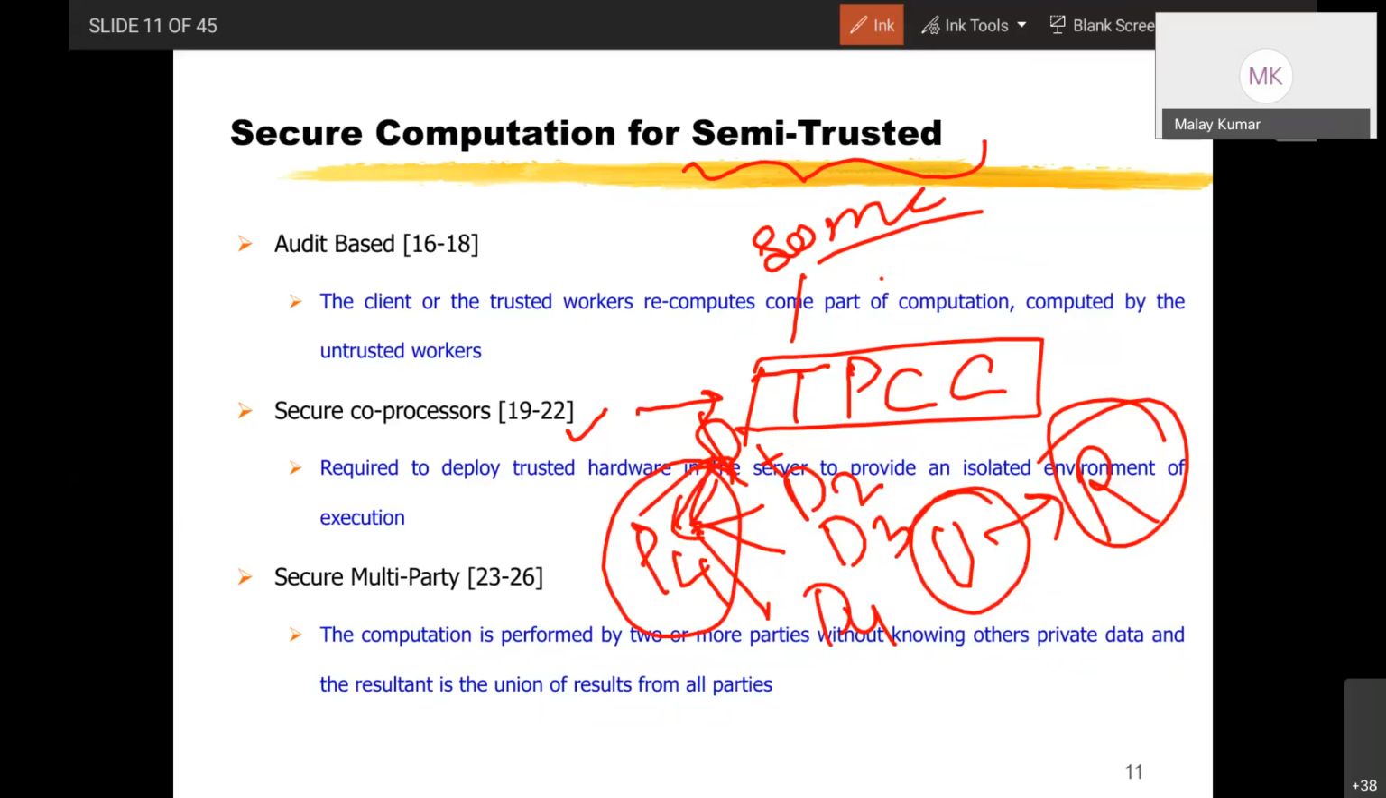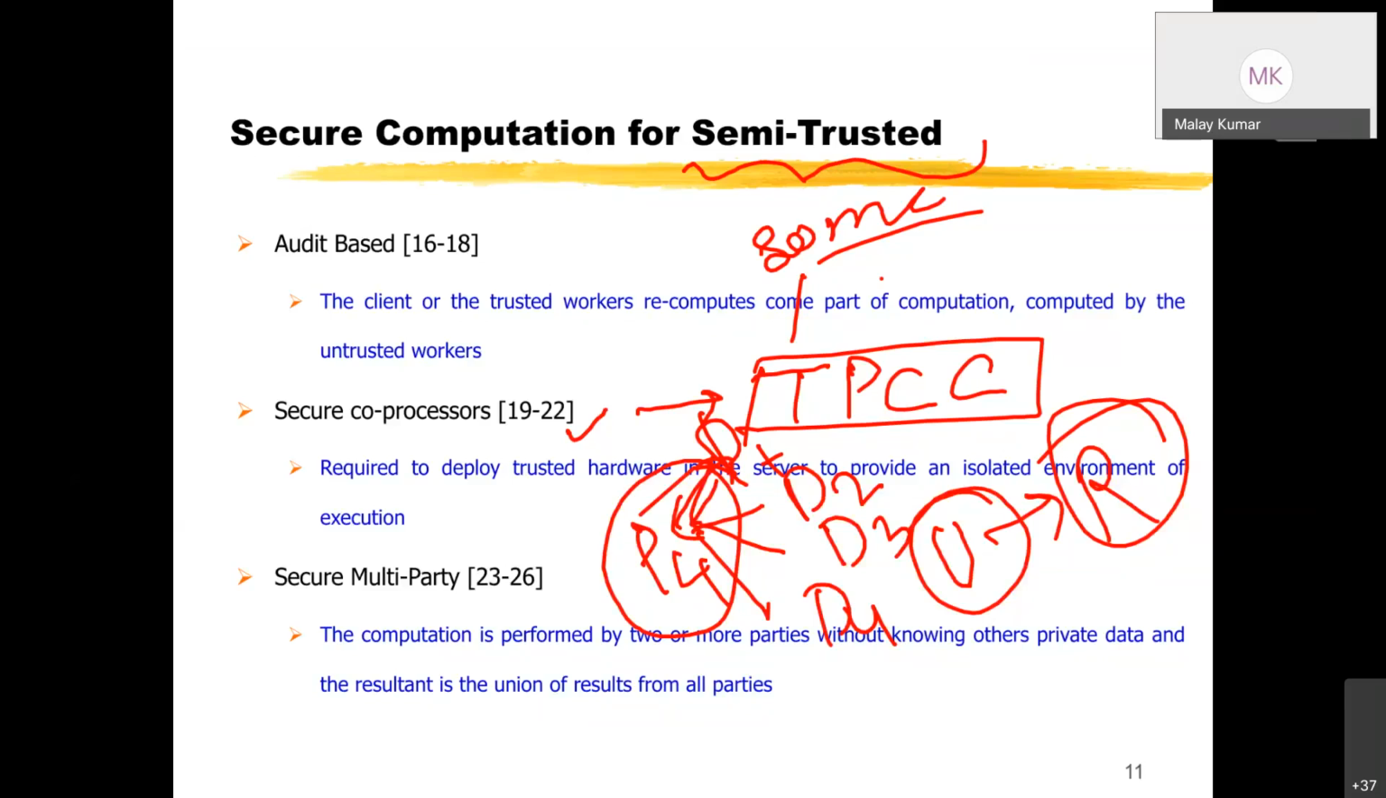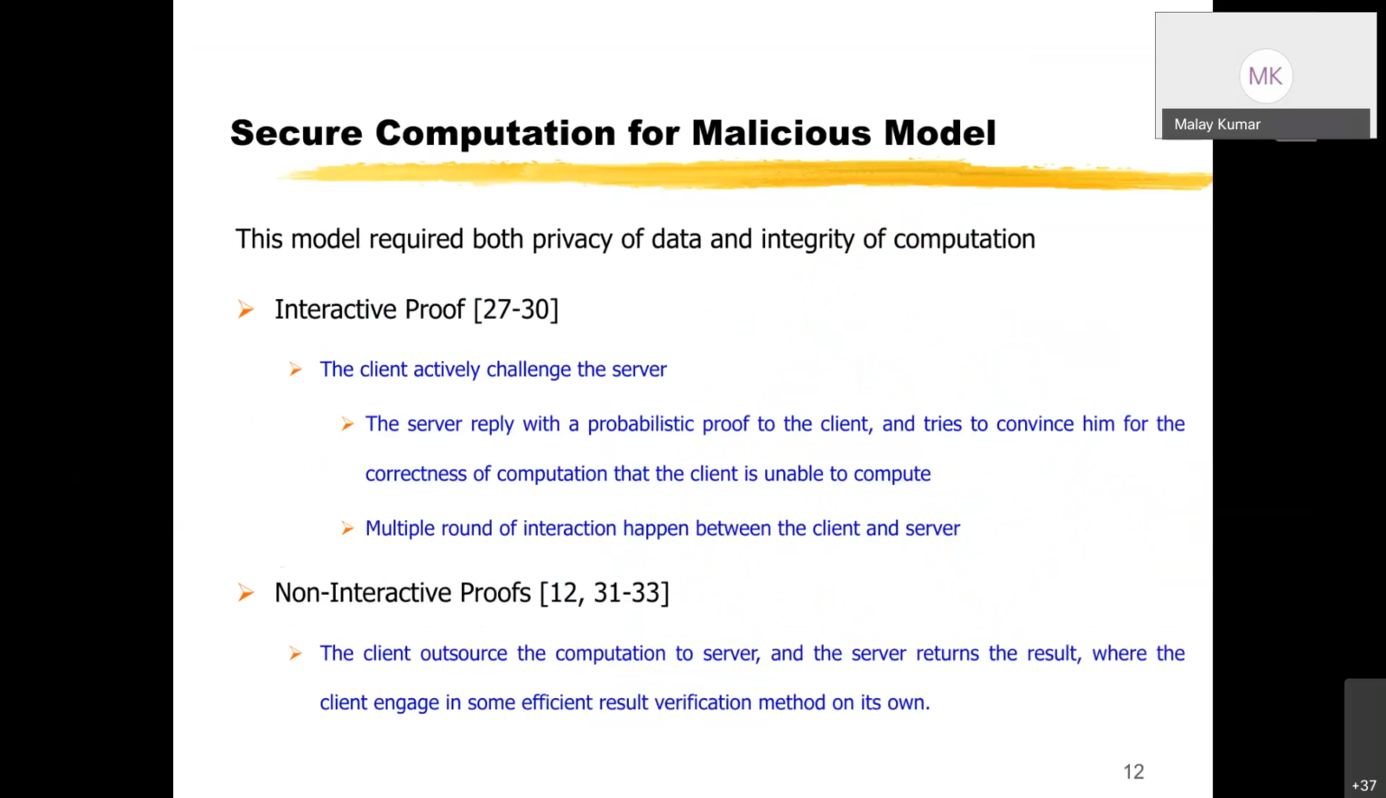For that purpose, there are two methods. The first method is interactive proof, and the other is non-interactive proof. Mainly in these two methods, we will discuss verification, as we have already understood how we can provide security to confidential data. In these two methods, we try to understand how we can provide verifiability to the computed result.